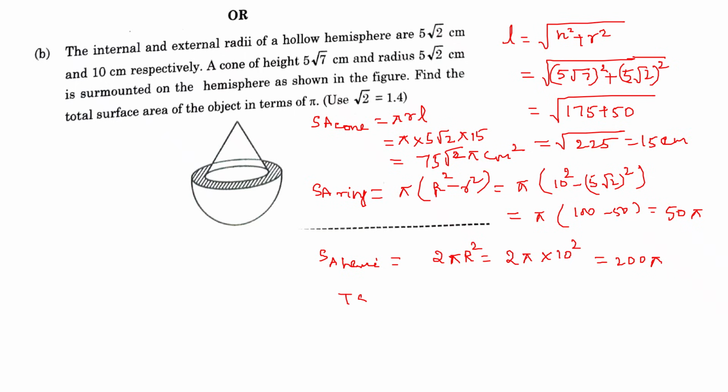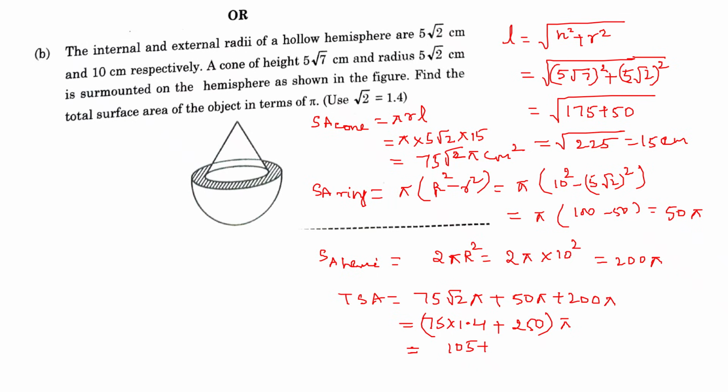So the total surface area will be 75 root 2 pi plus 50 pi plus 200 pi. Now put the value of root 2. So 75 into 1.4 plus 50 plus 200 is 250, and I have taken pi as common. Now 75 into 1.4 will give me 105, plus 250 pi. So from here you will get the answer as 355 pi centimeter square. So this was the OR part of question number 29.